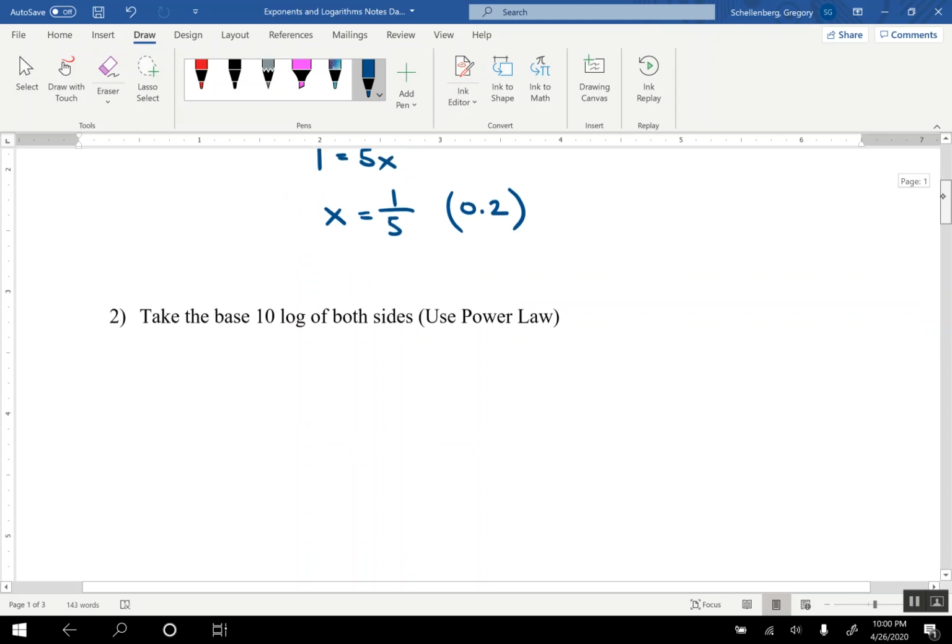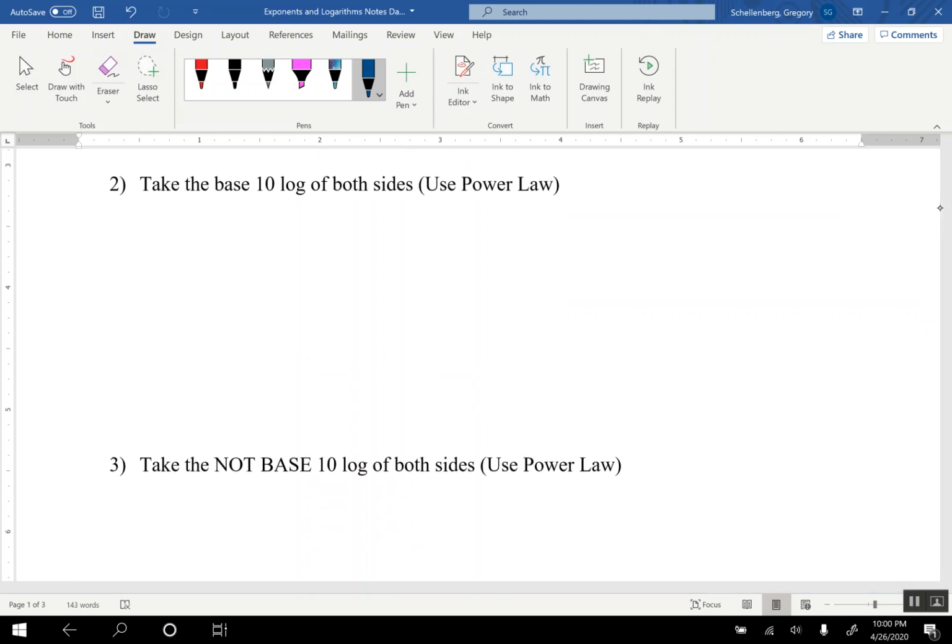This one is new. We're going to take the base 10 log of both sides of the equation. Okay, so we've got 2 to the power of x plus 1 is equal to 8 to the power of 2x. Now I'm leaving some space here, and you'll see why in just a second.